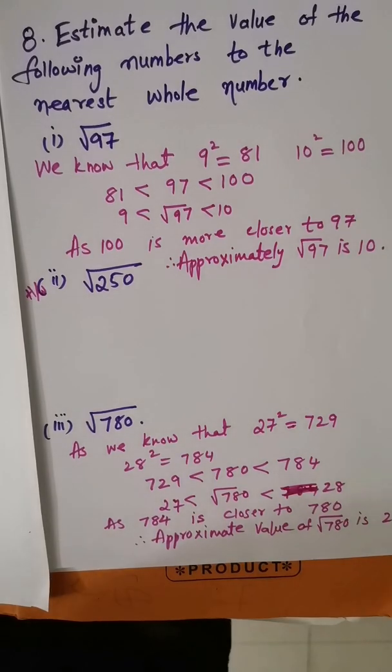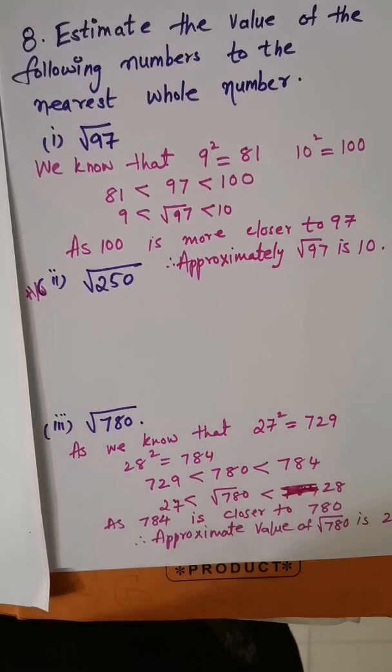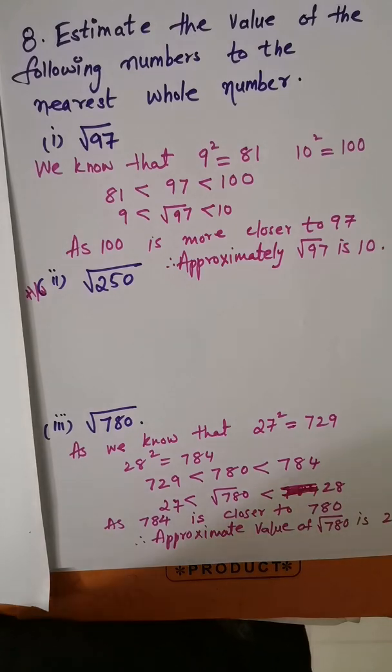Again, I will tell you. As we know that 27 square is 729 and 28 square is 784. So 780 is lying between 729 and 784. That is, root of 780 is lying between 27 and 28. As 784 is more closer to 780, the approximate value we will take, root of 780 is 28.